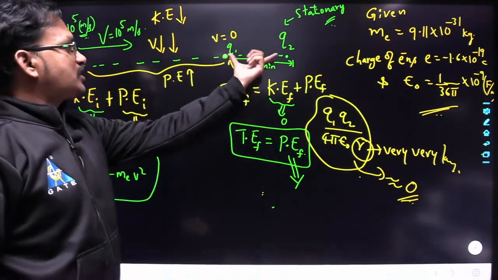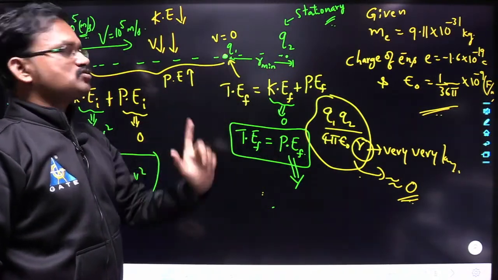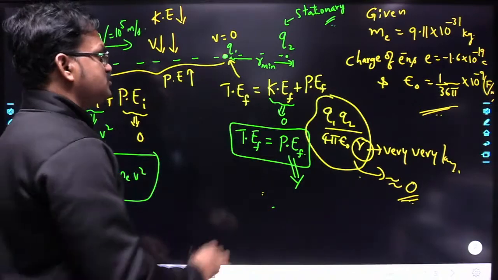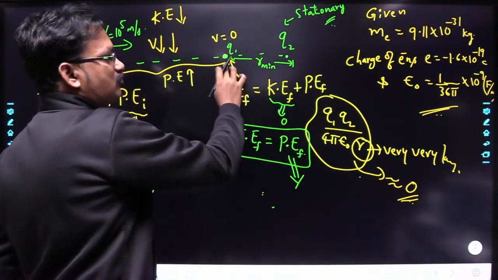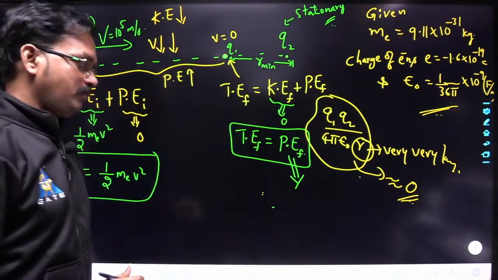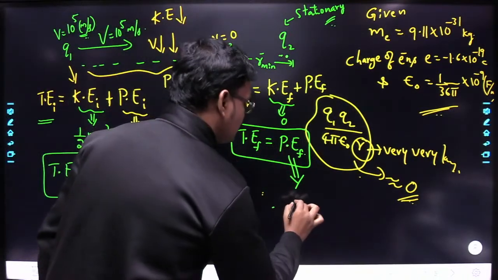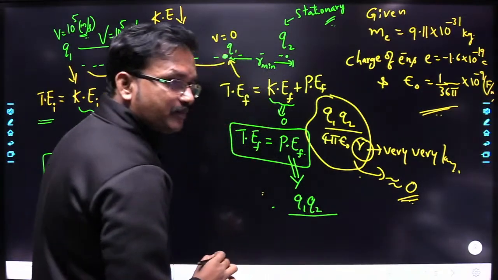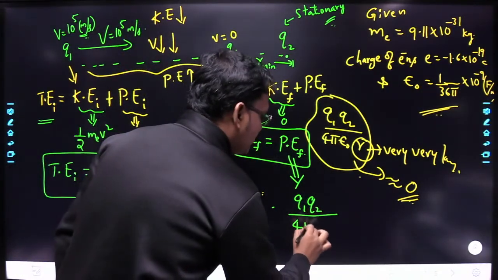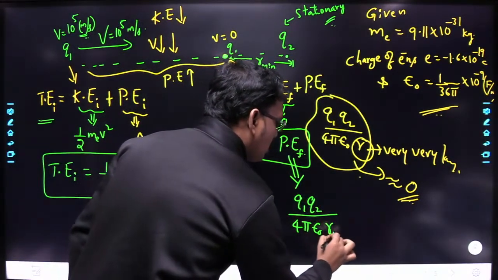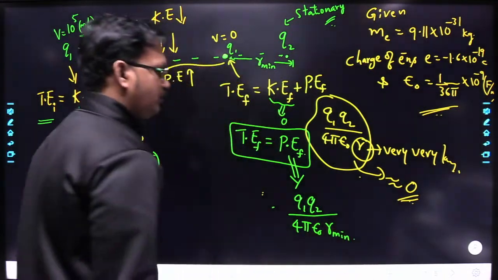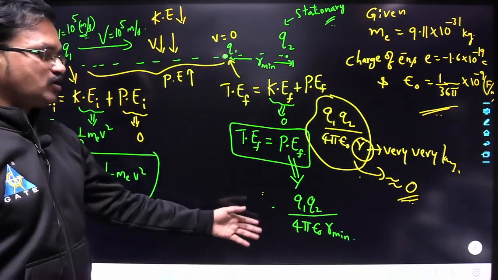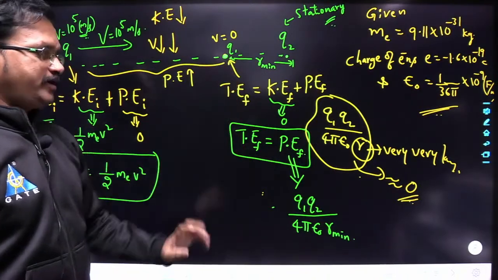Understood? Now what is the potential energy when it reaches this location? Q1 Q2 divided by what? 4 pi epsilon naught into R minimum. So the potential energy is Q1 Q2 divided by 4 pi epsilon naught into R minimum. Yes or no? That is the potential energy at this point.